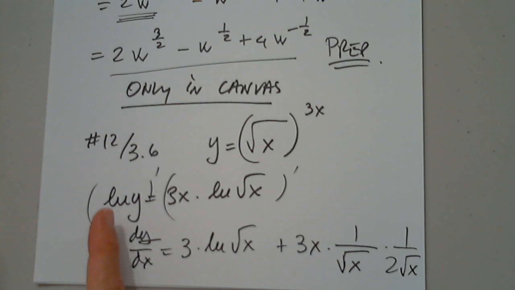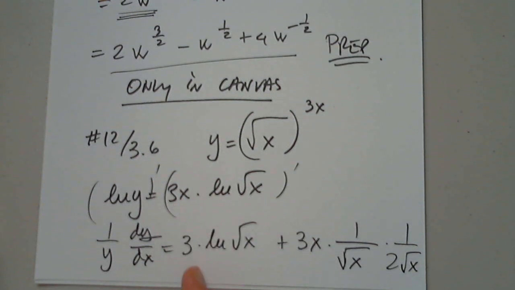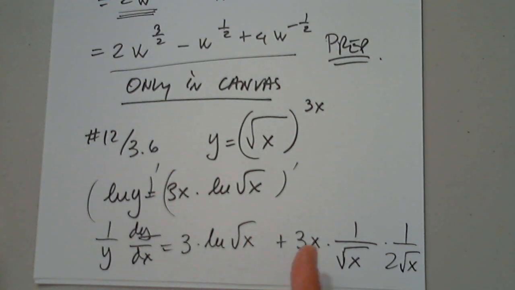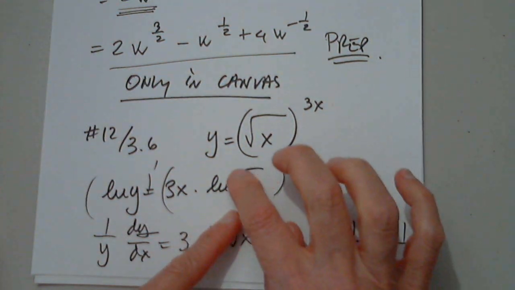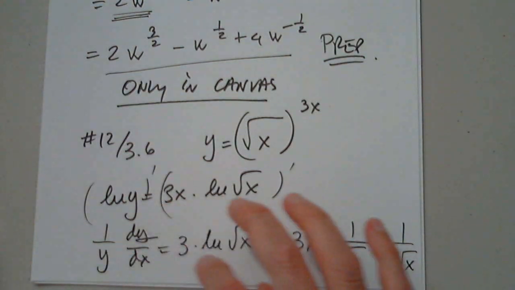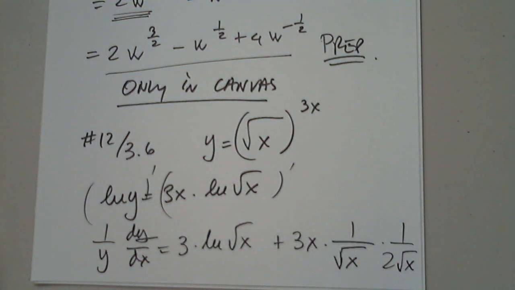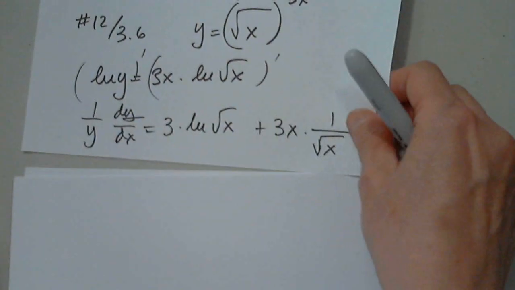So 1 over y dy over dx, this is the product rule. 3x prime is 3 times natural log plus 3x times natural log prime, which is 1 over this, times the inner function prime, which is 1 over 2 the square root of x. Are these steps okay? When you say it's okay, I'll continue, because it's not finished. Yes. All of them? Everyone? Yes. Okay, perfect.